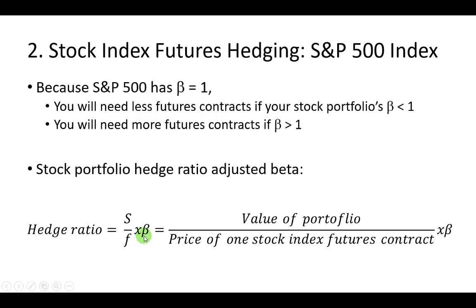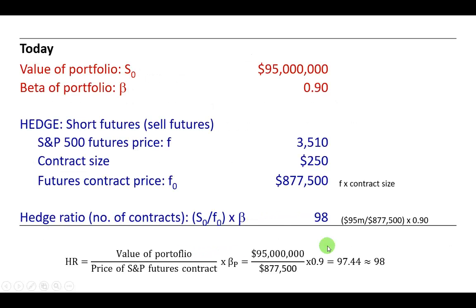So what this does, therefore, is if the beta of the portfolio you're managing is 1, in that the portfolio is just as risky as the market, then this hedge ratio collapses to the traditional hedge ratio of S over F, the spot divided by the futures contract, which is the value of your stock portfolio, the current value that is, divided by the price of one stock index futures contract.